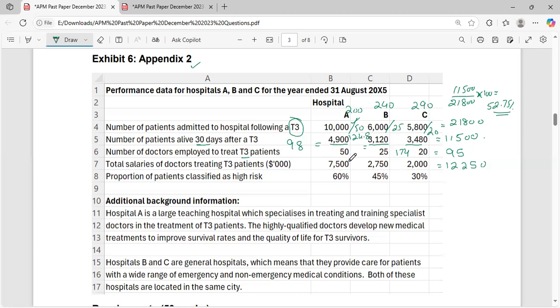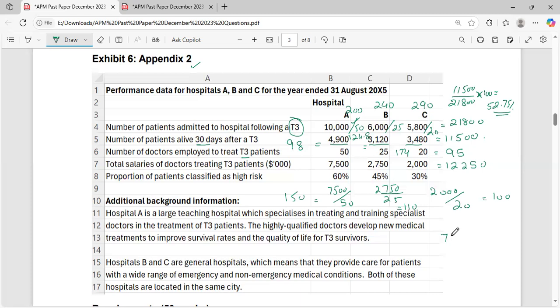Here we can calculate cost for each doctor as well, like 7,500 divided by 50, 2,750 divided by 25. Then we will calculate cost for each patient as well. So if we say 7,500 divided by 50, it is $150. If we have 2,750 by 25, it is $110. If we have 2,000 divided by 20, it is $100.